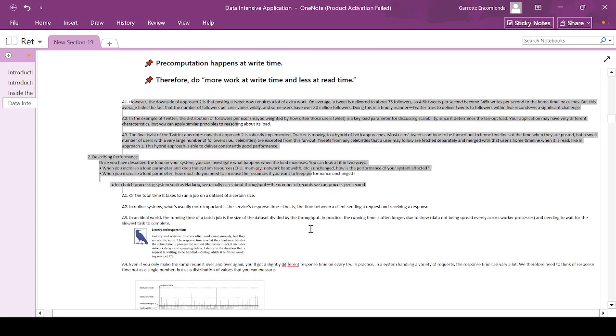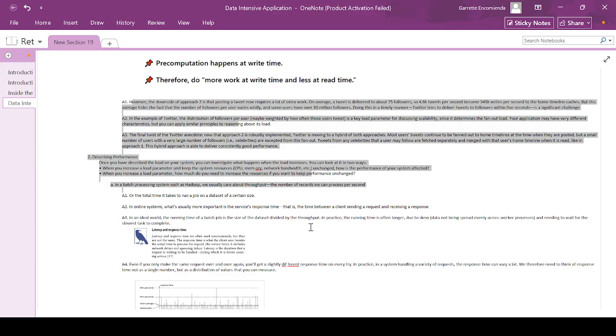However, the downside of approach 2 is that posting a tweet now requires a lot of extra work. On average, a tweet is delivered to about 75 followers. So 4.6 thousand tweets per second become 345,000 writes per second to the home timeline caches. But this average hides the fact that the number of followers per user varies widely, and some users have over 30 million followers.